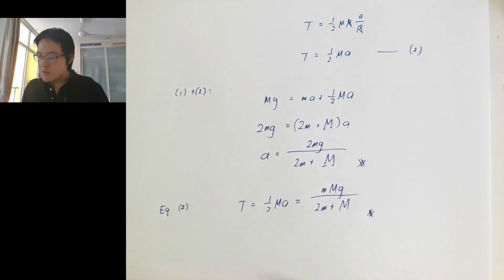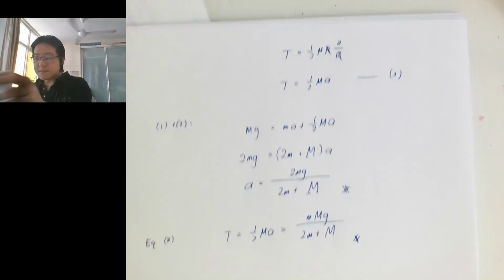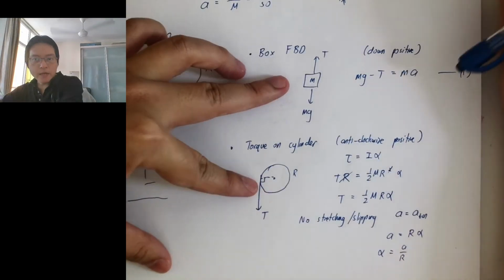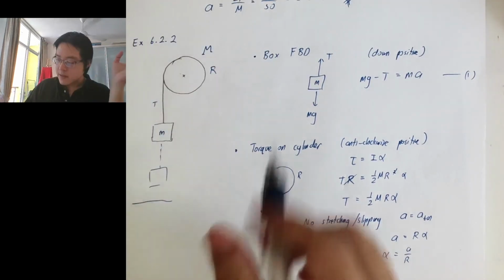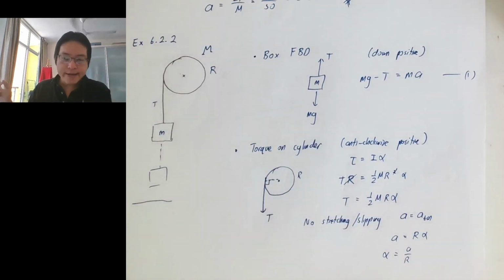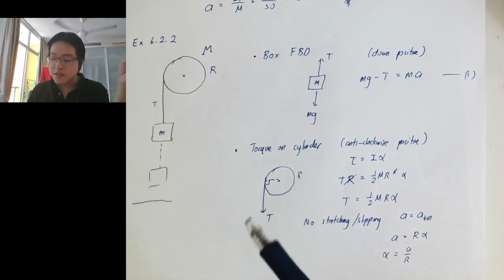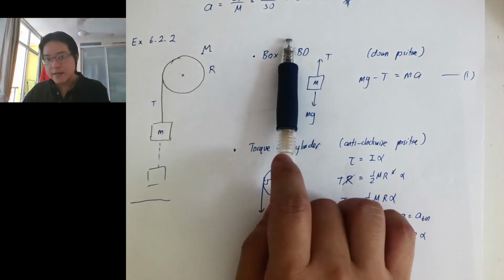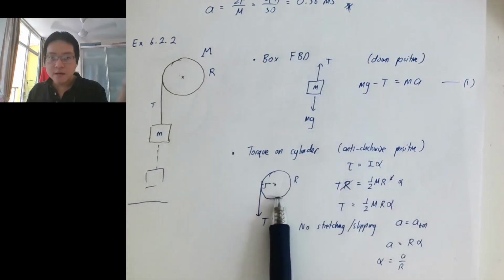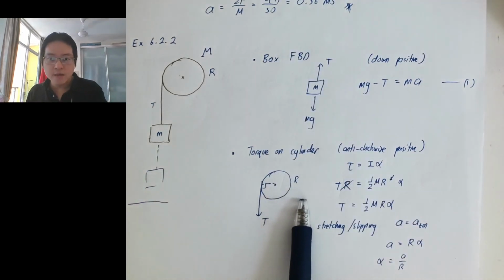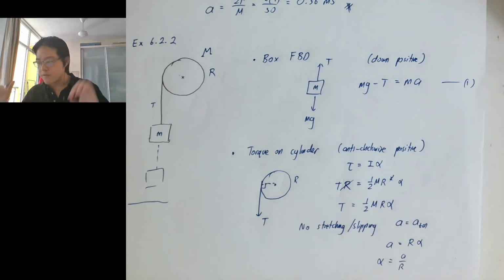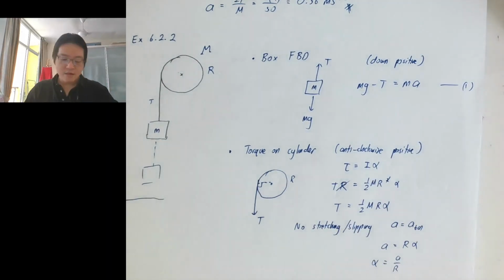This question is still straightforward, but the fundamental method is there. Later questions become more and more complicated, and students find them more and more challenging. But at the end of the day, you still need to draw the free body diagram, identify the forces, and figure out the torque on the cylinder. Everything is still there together. So it's basically this fundamental method, and using this, you can solve all the questions already.